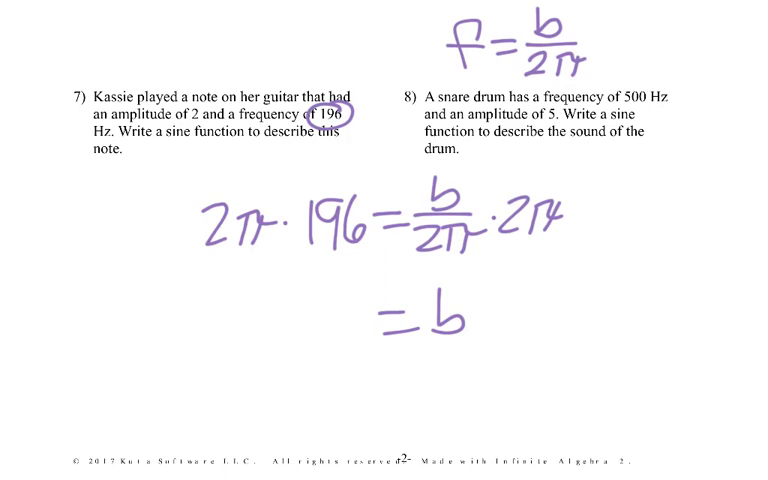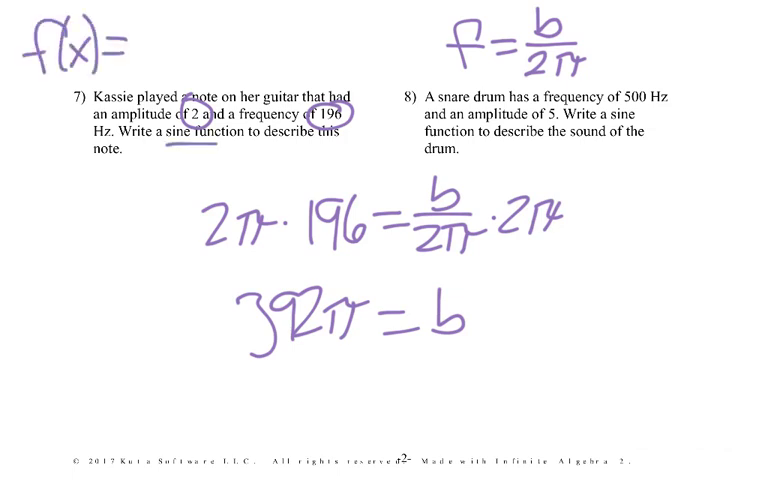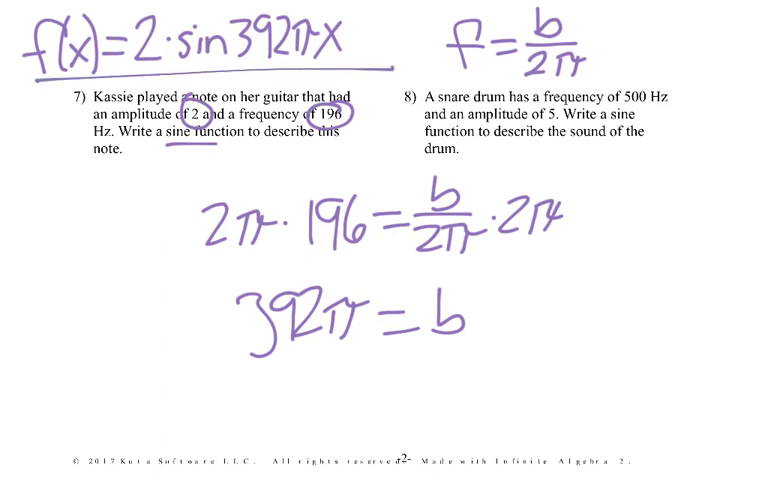So 196 times 2. Get my calculator. I can probably do that in my head, but I'm not going to. So 392 pi. So it is b, and an amplitude of 2, and it's a sine function. So I go f of x equals 2 times the sine of 392 pi x. There's no midline. That's my answer.